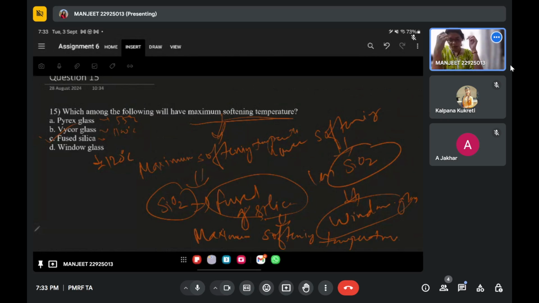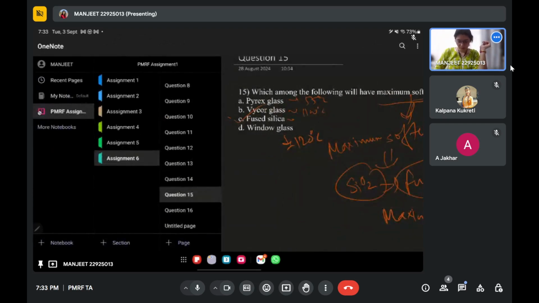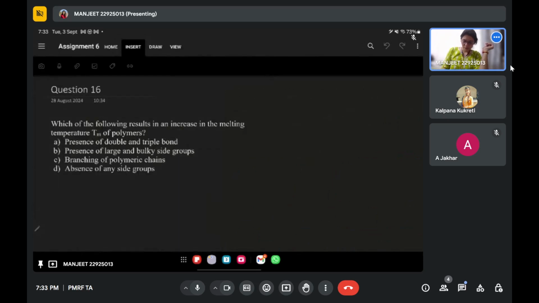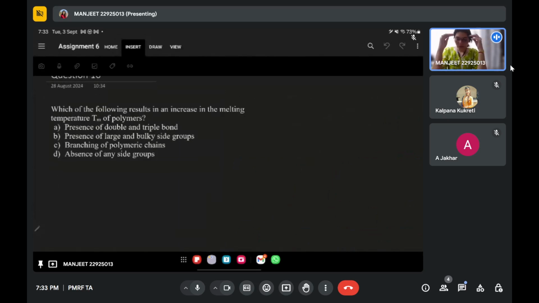Now let's move to the next question, question number 16, and this is the last question, I guess. Which of the following results in an increase in the melting temperature of the polymer? We have already discussed how the amount of silica present in your glass correlates with the melting or softening temperature of the glass.